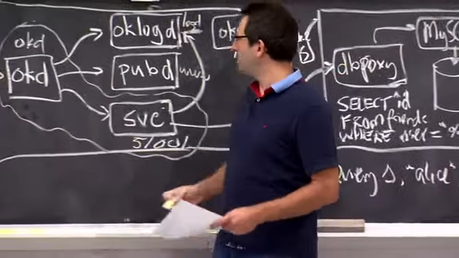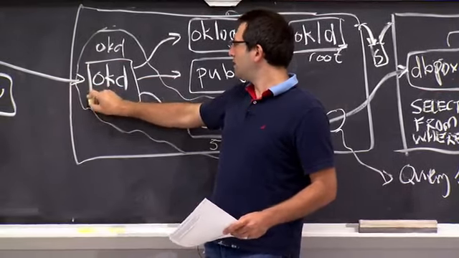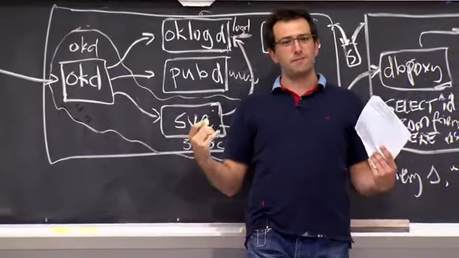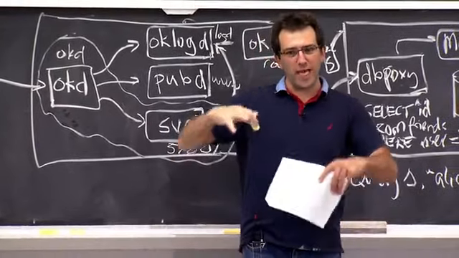I guess let's start with OKD. So what's the attack surface? What kinds of things could you use to attack it?